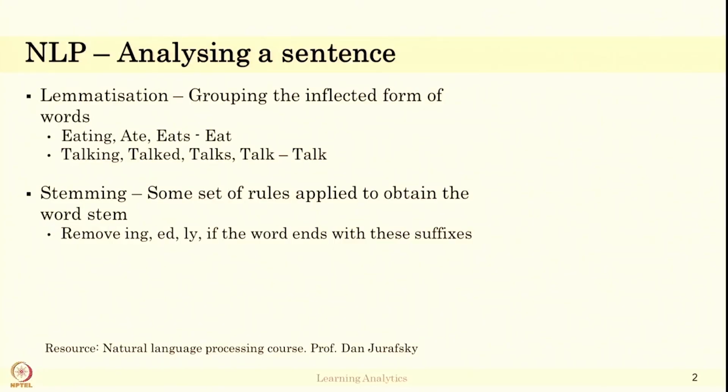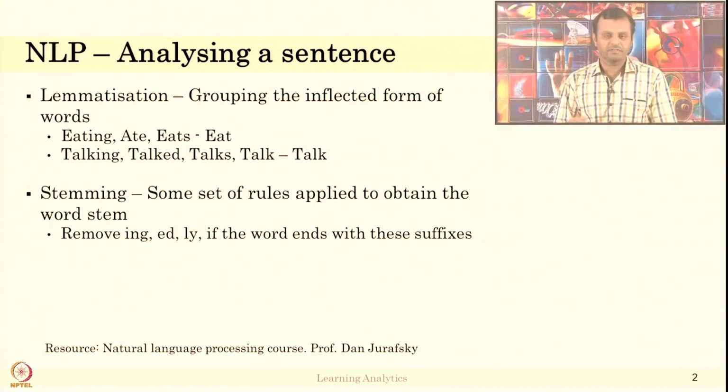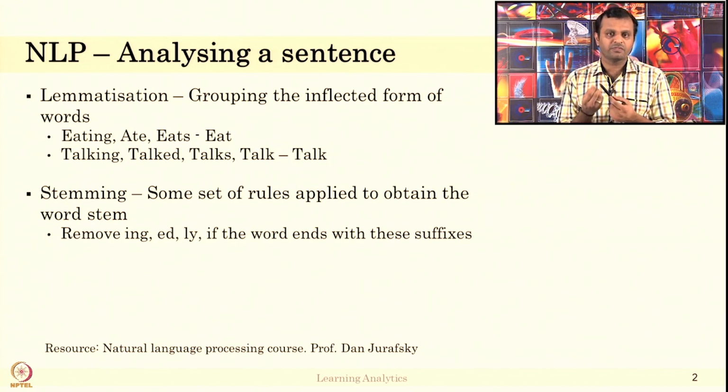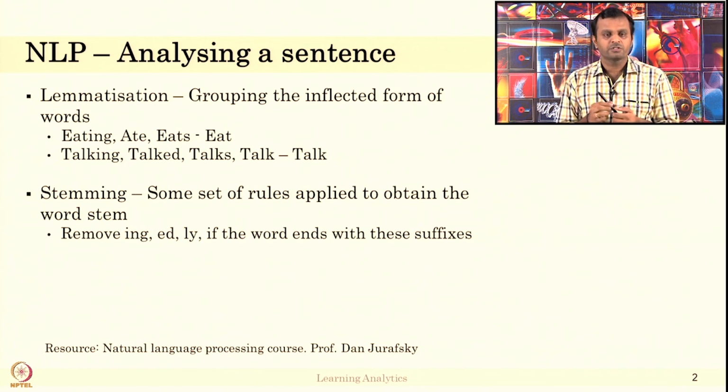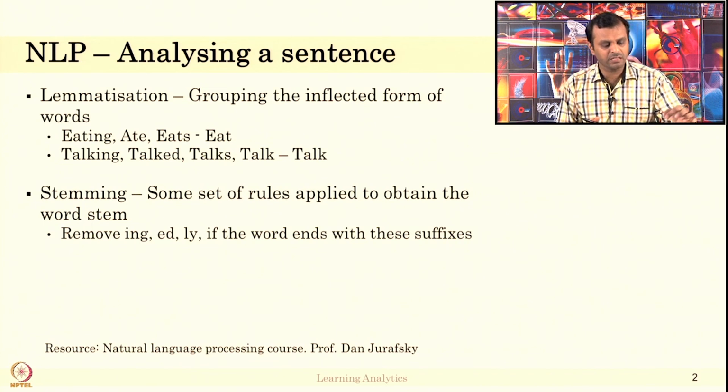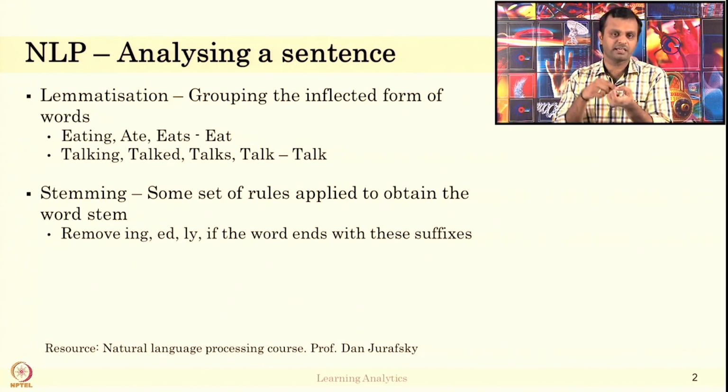So, let us talk about the first two concepts, lemma and stem. Lemma is, if we are given a word, we need to identify the root form or basic form. So, grouping the inflected forms of words, for example, eating, ate, eat. Eating, ate, past tense, or eats, all these forms go to a root word called eat. It is a verb called eat. The verb eat has been used as ate, eat, eating, eats. All these things, like talking, talk, talks, everything is a root word like talk, right. So, this is a lemma.